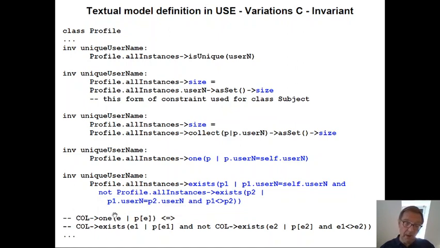The one, there is only one E with the property P, is equivalent to there exists an element E1 such that the property holds, and it is the only element for which this property holds. It is not the case that there exists a second element that is different from the first one for which the property holds as well.